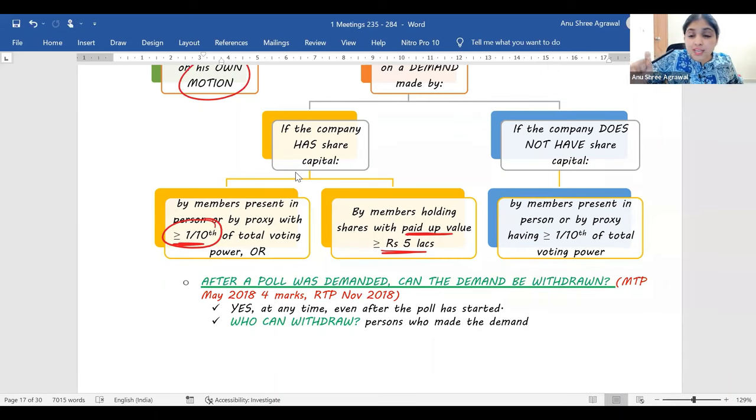Either shareholders holding at least 1/10 of the voting power or shareholders holding shares of at least 5 lakh paid up value. These many shareholders have to demand the poll. Only then poll will be taken up.